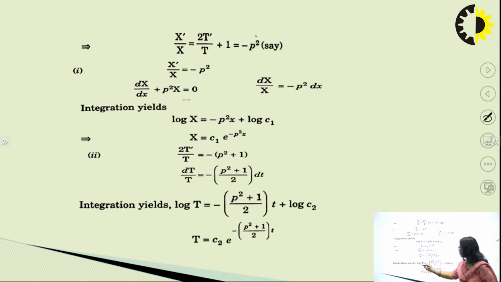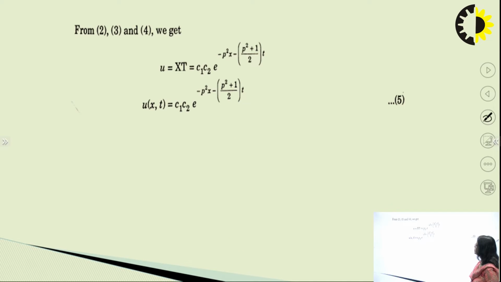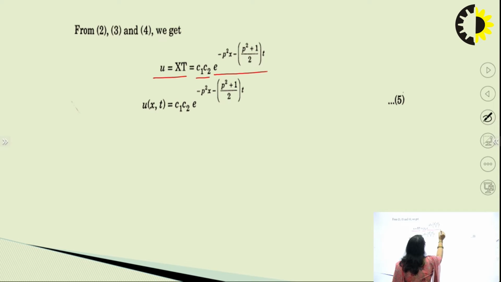on integration I get log of T from this side. Minus (p square plus 1) upon 2 is considered as constant with respect to t, so I get minus (p square plus 1) by 2 into t, and then plus log of constant, and so capital T becomes C2 e to the power minus (p square plus 1) by 2 into t. So now I want u basically, because that was my solution which I am required to find. So from the equations which I have considered, second, third and fourth, I will be getting u(x,t) equal to C1 C2 e to the power minus p square x minus (p square plus 1) by 2 into t.